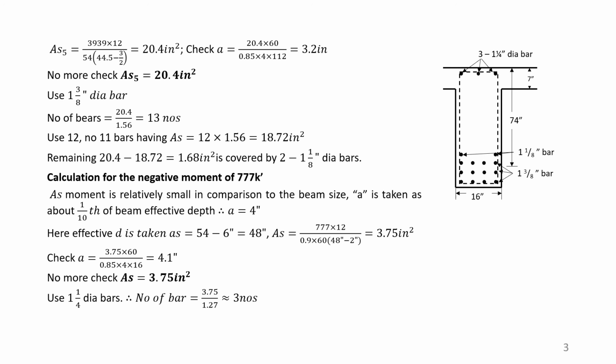If we use 1/4 inch dia bar, then the area will be 1.37, and three bars will be required, and those will be placed at the top of the beam. And this much about this section 5 steel calculation. Thank you very much for the day.